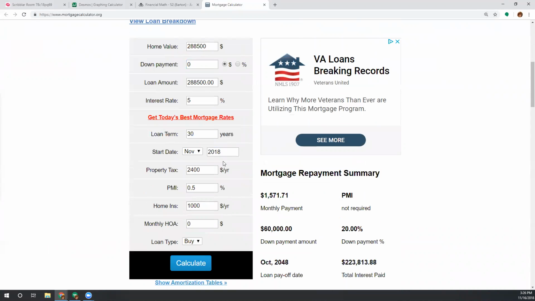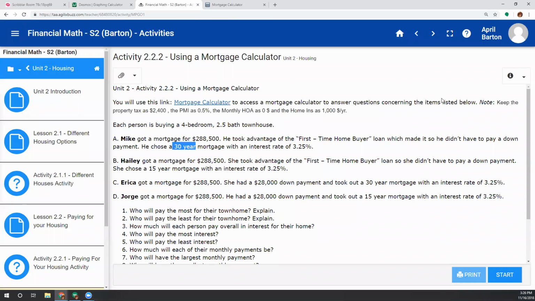The start date, don't mess with. You're just going to leave it however it is. Property tax, PMI, home insurance, monthly HOA. I think you leave all those the same. The instructions for that were up here. Keep property tax is $2,400. PMI is 0.5, monthly HOA is 0, and home insurance is 1,000. So all of those you're just going to keep the same.